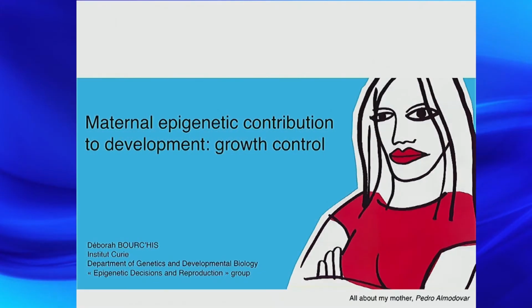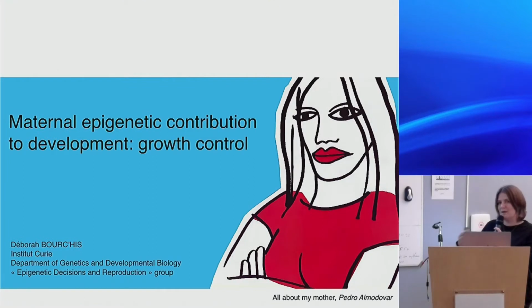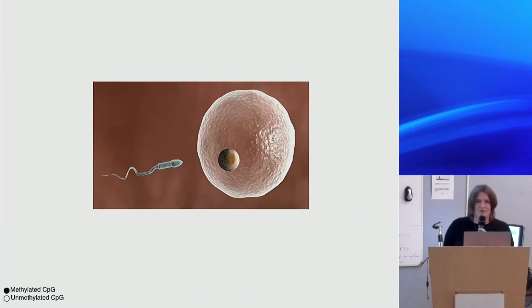So I'm going to talk about how the maternal genome, through epigenetic-based information, can contribute to developmental control, in particular growth control in mammals. So first, because we are dealing with information that can be transmitted from one generation to the other, of course, we are talking about germ cells, the oocyte and the sperm.